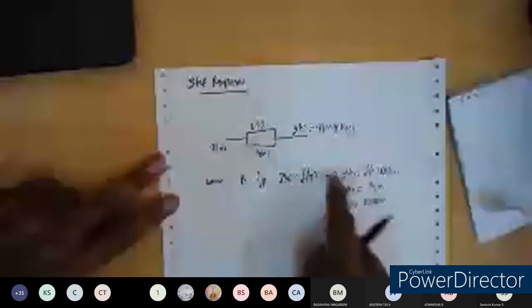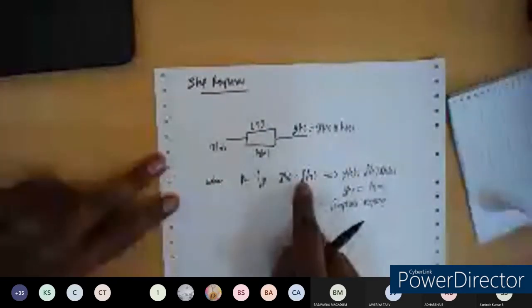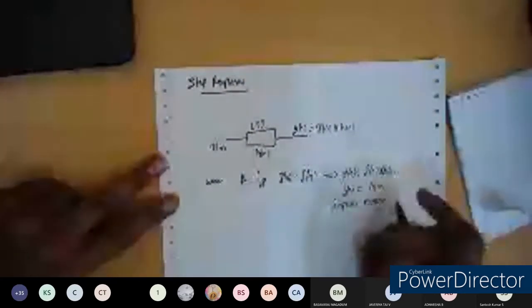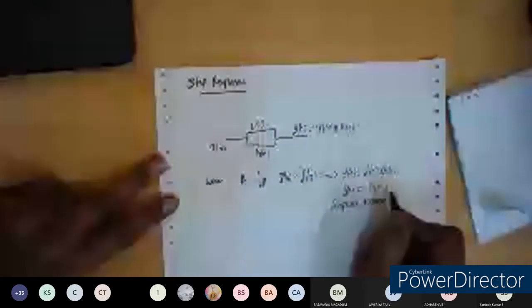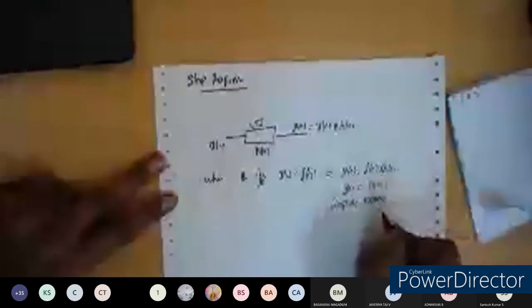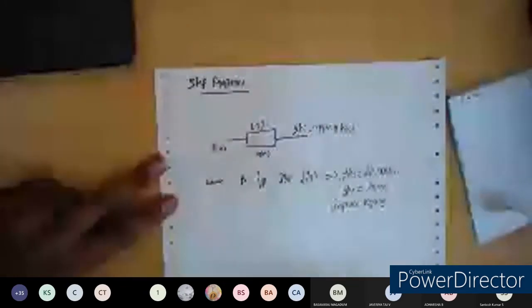So whenever the input to the system is delta of n, the output will become equal to the response of the system, that is called h of n. You're going to call it an impulse response. Already we have seen in the previous classes. Now let us see what the meaning of step response is.